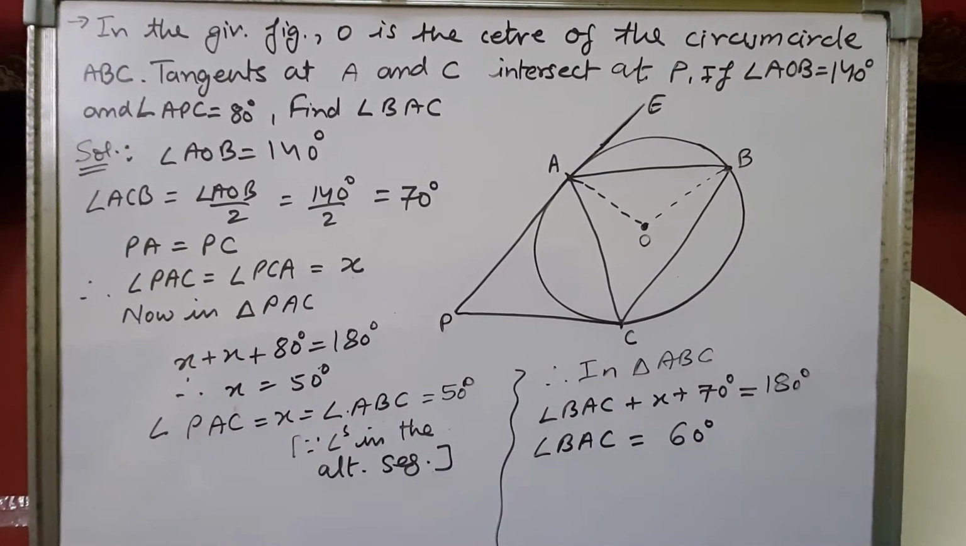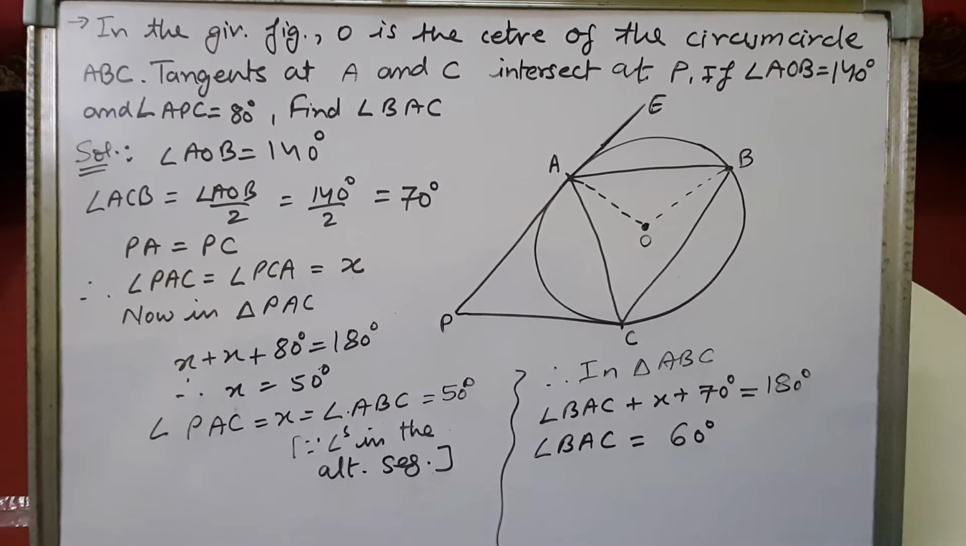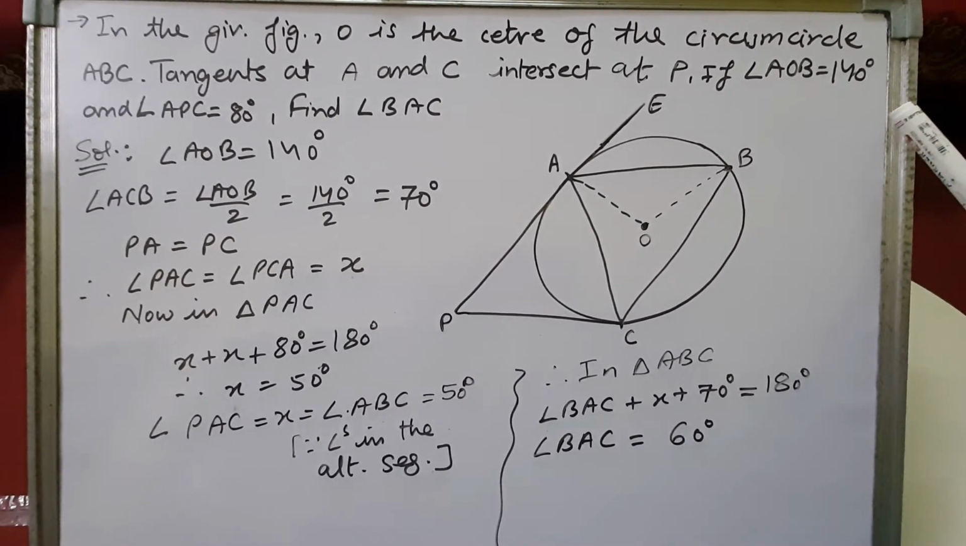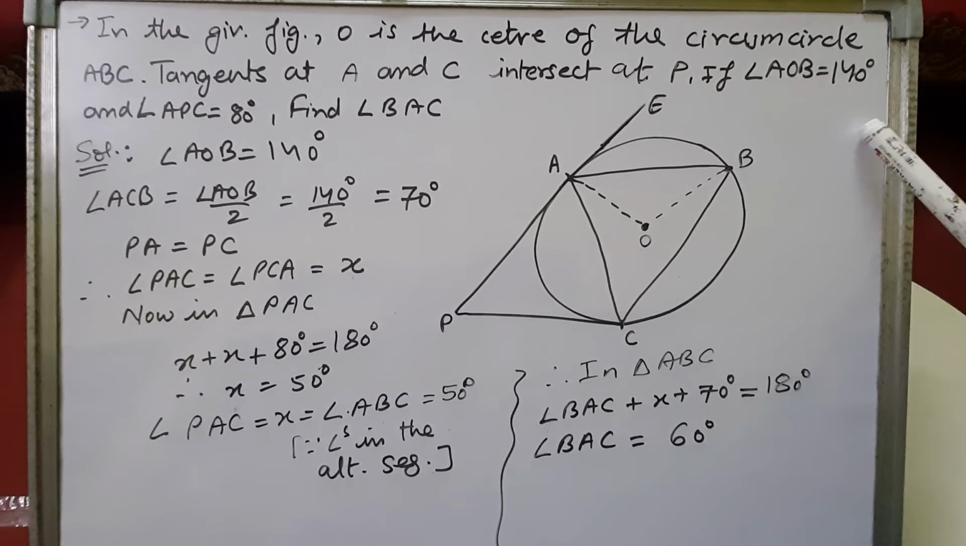Let's see another sum, children. Now here it is given that in the given figure, O is the center of the circumcircle ABC. Tangents at A and C intersect at P. Angle AOB is given as 140 degrees and angle APC is given as 80 degrees. Find the value of angle BAC.